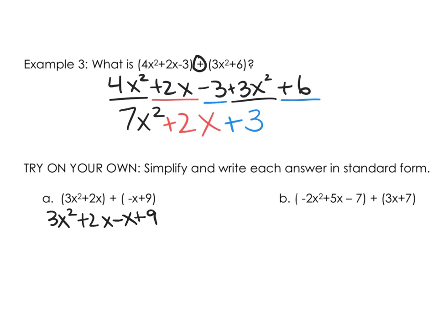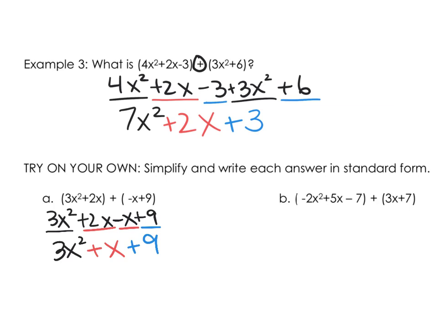Okay, when you went to combine like terms, this 3x squared didn't have anyone to go with, so you should have brought it down. And then 2x minus x can go together, giving you a positive 1x, or you can just say plus x. And then positive 9 didn't have anyone to go with either, so you are done. And I know that my answer is in standard form already, so I don't have to do anything else.